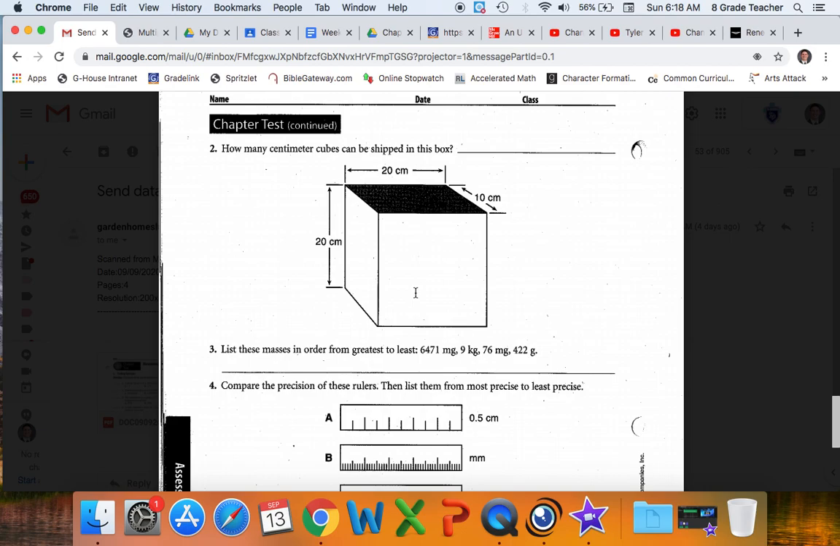Number 3, list these masses in order from greatest to least. Remember, from greatest to least. It might be helpful to look at our SI unit figure to say what was the top of that SI scale, or our stair-step method, what was the largest of those units. Kilo was the largest, so kilo is going to go first. I'd write 9 kilograms first. Next I have grams and milligrams. I know grams are larger, so I'm going to pick 422 next. And between 6,471 and 76, obviously 6,471 is bigger. So 1, 2, 3, 4. Those are in order from greatest to least.